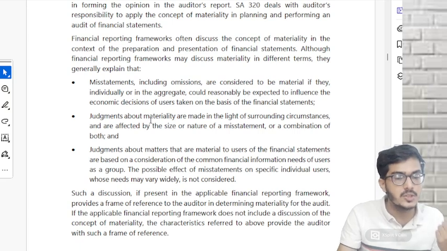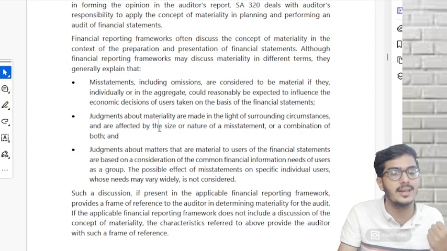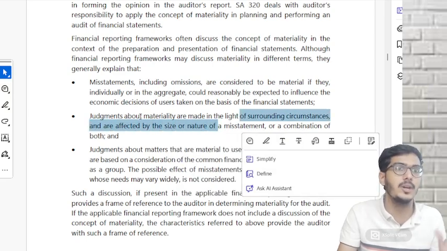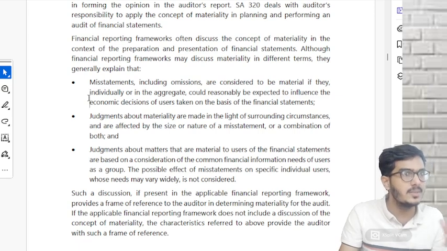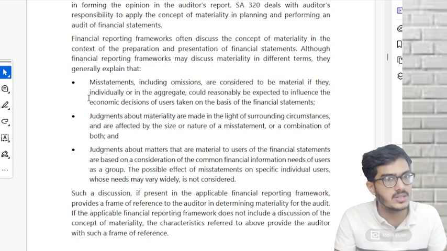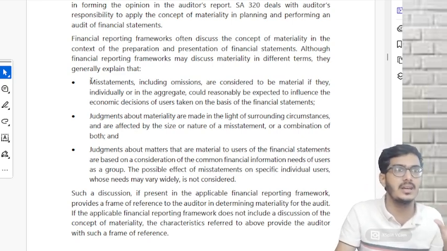Second point, judgments about materiality are made in the light of surrounding circumstances and are affected by size, nature, or a combination of both. So this materiality level is based on the size and nature of the entity, and the size and nature of the misstatement. After taking that into consideration, you set up a materiality level.